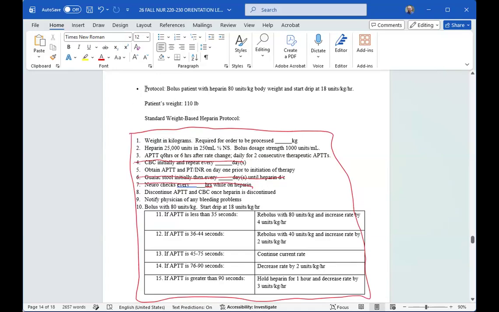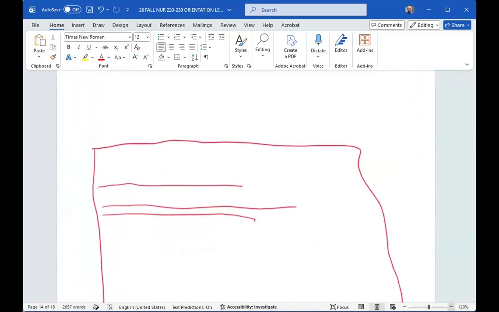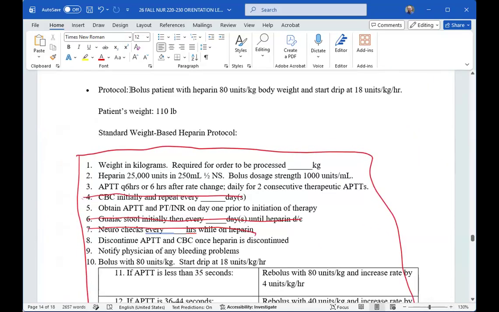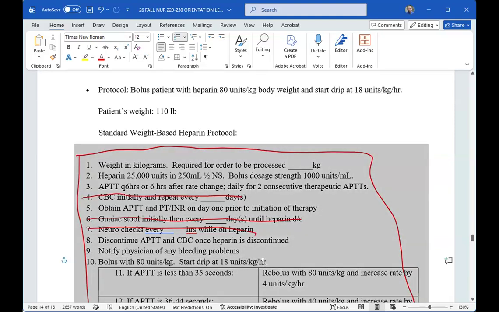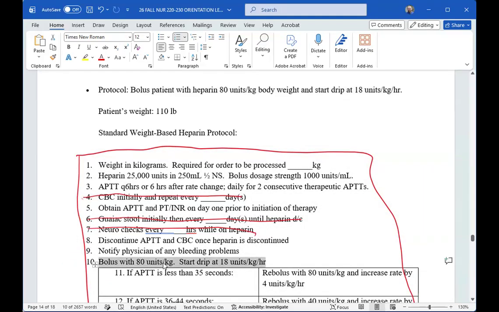So if you look at it, I'm going to zoom back in. The protocol tells us to bolus a patient with 80 units per kilogram body weight and then start a drip at 18 units per kilogram per hour. And if you look at step 10 of the protocol, it says that exact same thing. It says bolus with 80 units per kilogram, start a drip at 18 units per kilogram per hour. So it's just trying to tell you how to navigate this, and then it repeats some of the information.